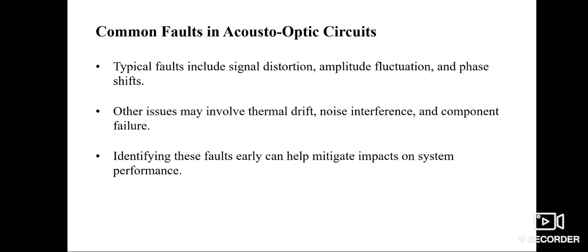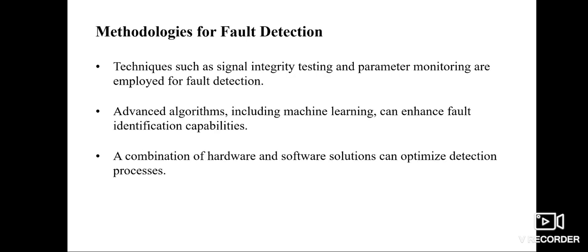Common faults in analog circuits. Typical faults include signal distortion, amplitude fluctuation, and phase shifts. Other issues may involve thermal drift, noise interference, and component failure. Identifying these faults early can help mitigate impacts on system performance.